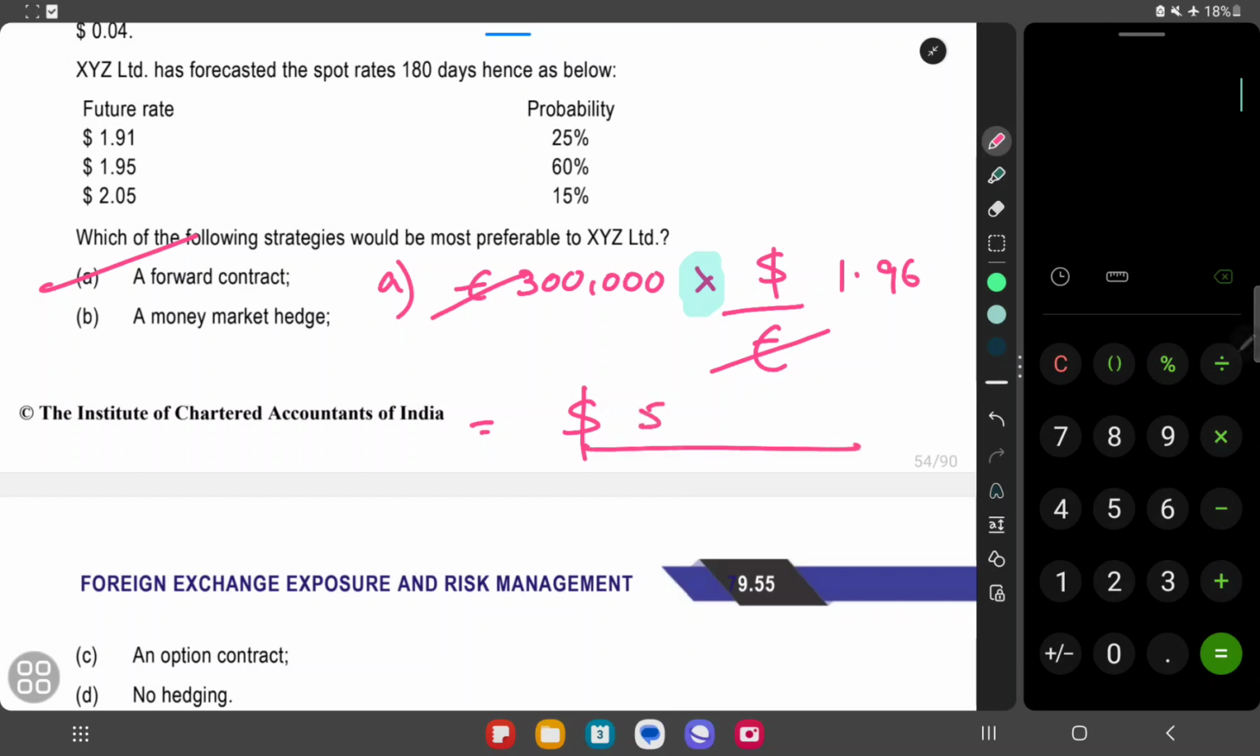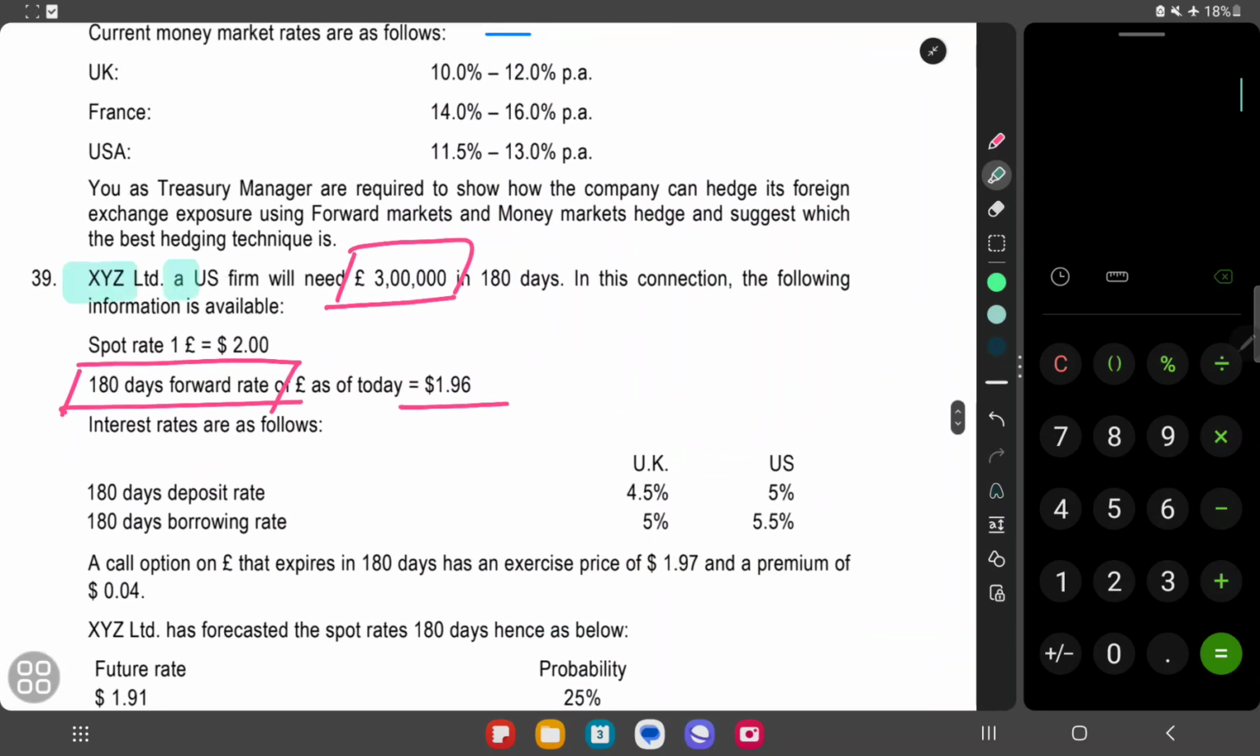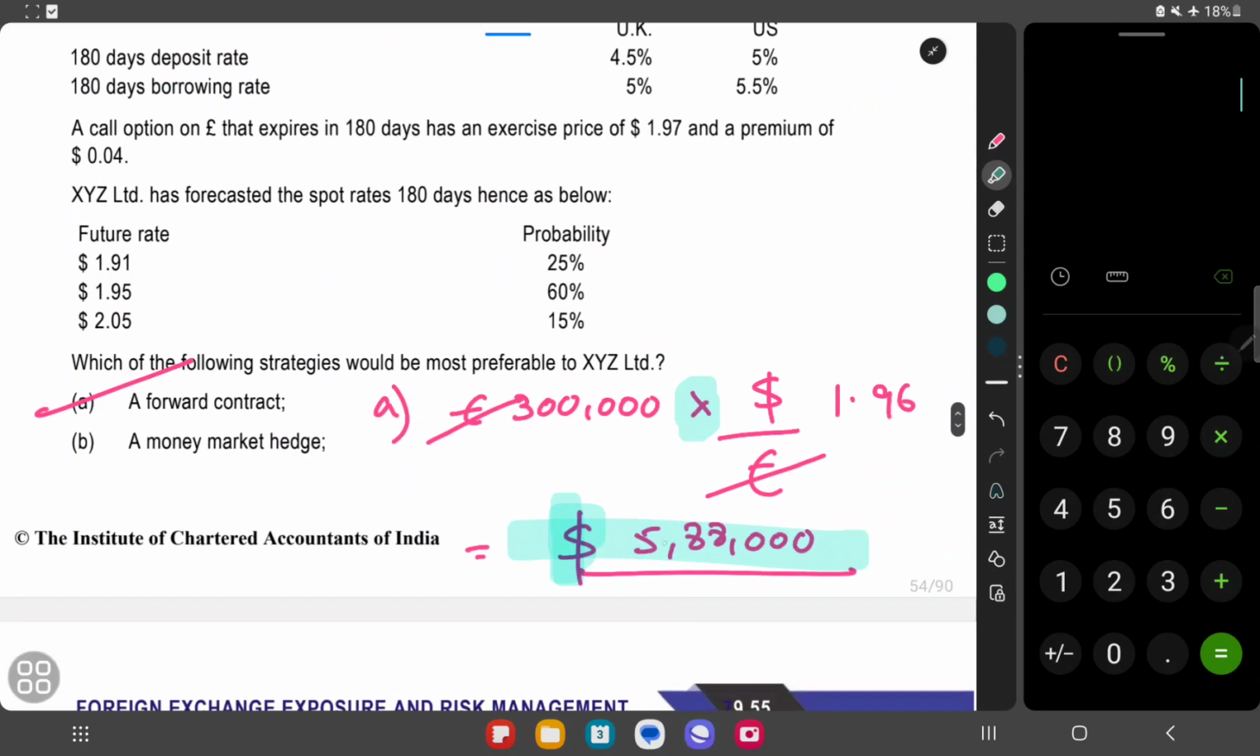Okay, dollar 5,88,000. So now if you notice, I've fixed my outflows in case of dollars, my home currency. XYZ is a US firm. Okay, so I've fixed in my home currency. Whatever be the rate at 180-day time period, that is post 6 months, whatever be the rate, my outflow is fixed because I've taken a forward contract that I will only pay using the rate 1.96. It's fixed. Okay, so part 1 is done.